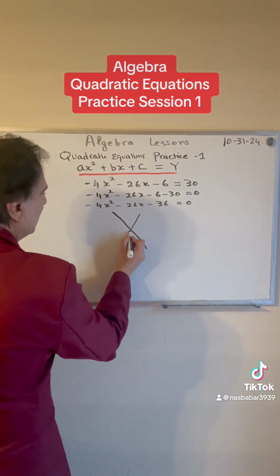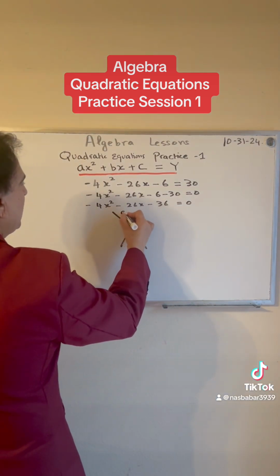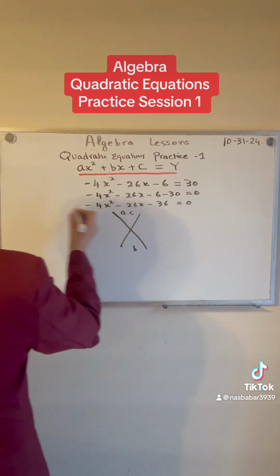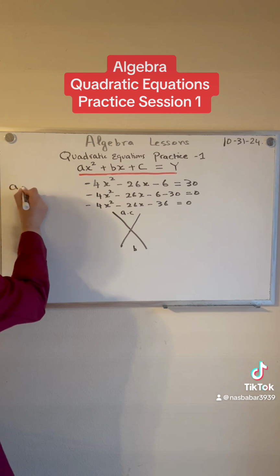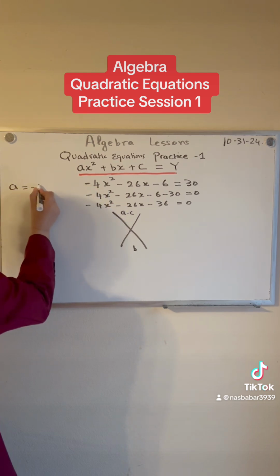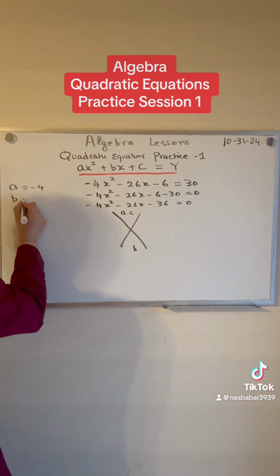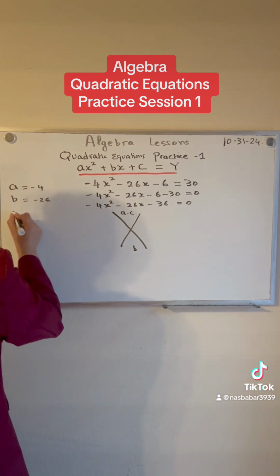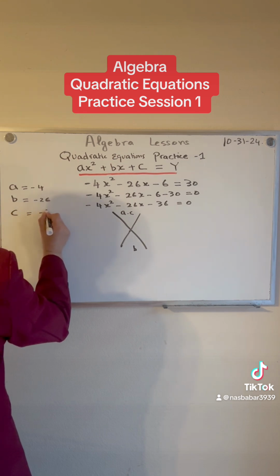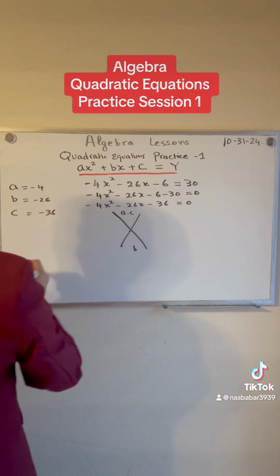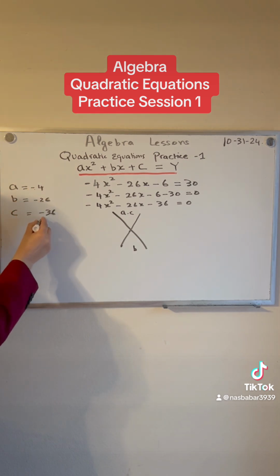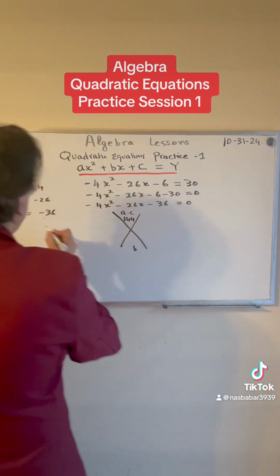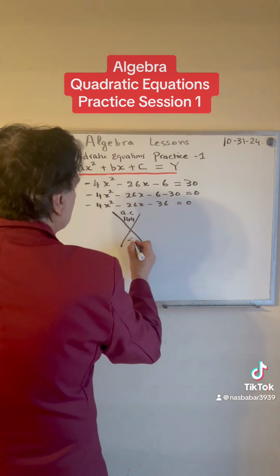This right here is A multiplied by C. This is just B. Now, what is A? A is the coefficient associated with x square, which is minus 4. B is the coefficient associated with the linear x, which is minus 26. And the constant C is minus 36. So A times C, negative 4 multiplied by negative 36, is 144. And B right here is negative 26.